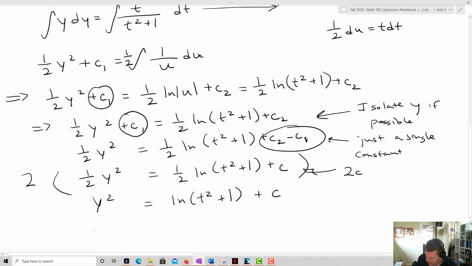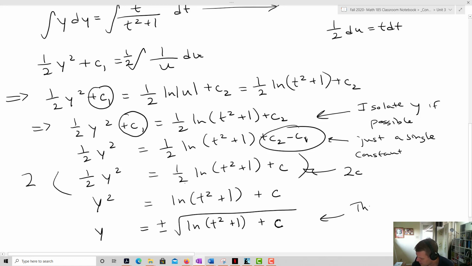Now what I want to do is take the square root, so y is going to equal plus or minus the square root of the natural log of t squared plus 1 plus c. And there we go. And that's the solution to our differential equation, or our solutions. This is the general solution to the DE.